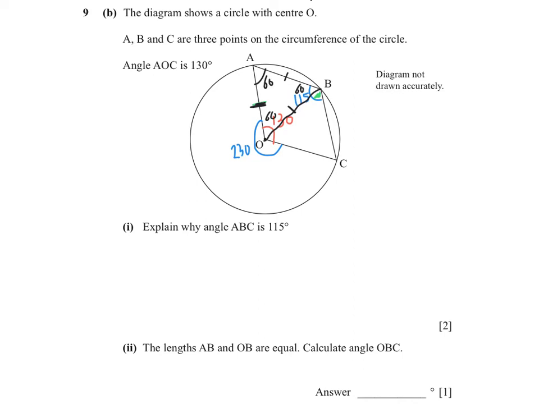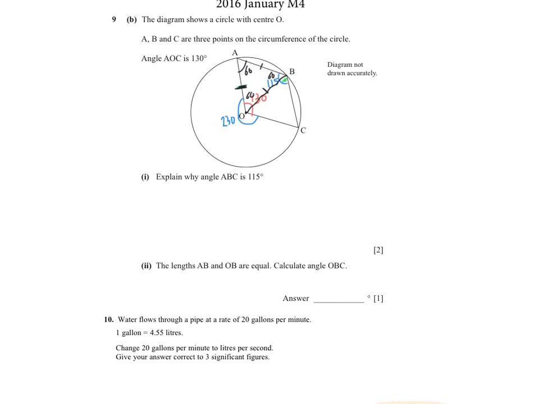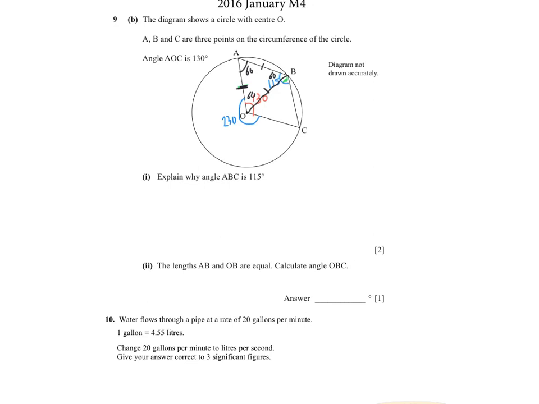Now you know that angle ABC, the whole thing, is 115. So you're working out OBC, which would be 115 minus the 60 degrees on the other side, which then gives you your 55 degrees.